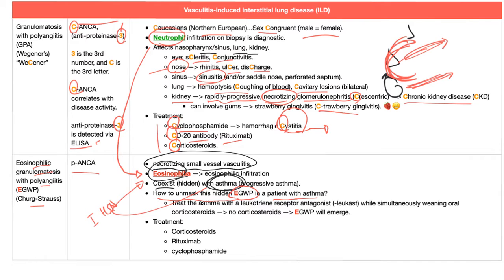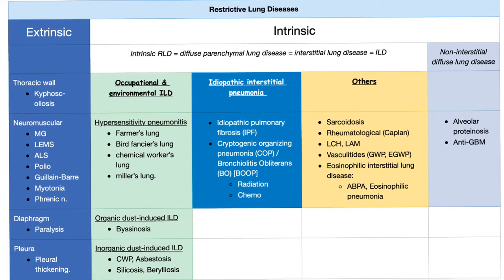How do you know it? Okay, treat the asthma with a leukotriene receptor antagonist, and here's the trick. While simultaneously weaning oral corticosteroids, when you remove the immunosuppressant, the immunological diseases will become active, helping you to diagnose it. Oh, that was neat. Treatment, same thing, immunosuppressants.